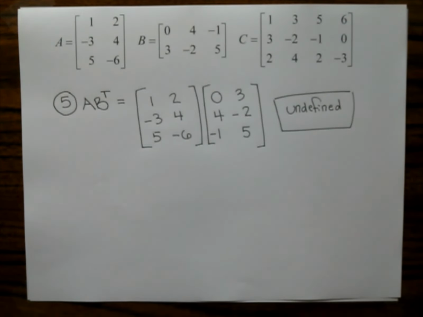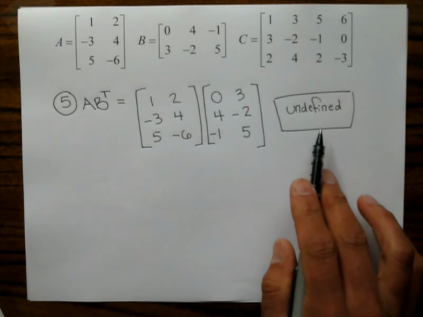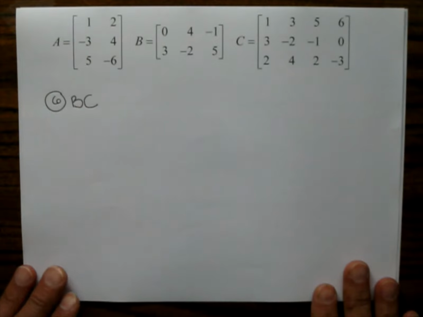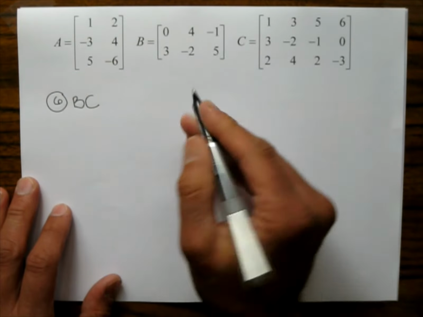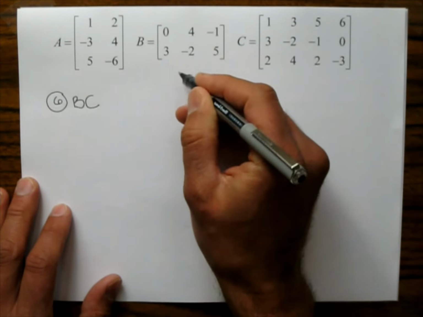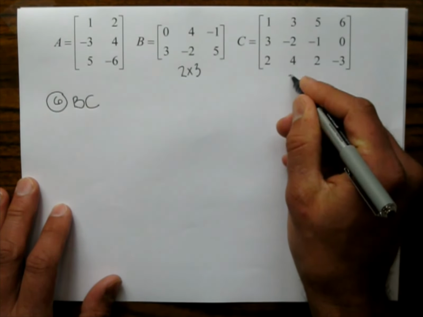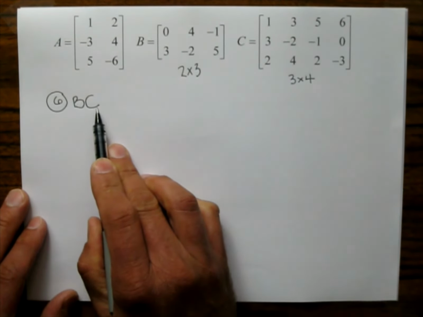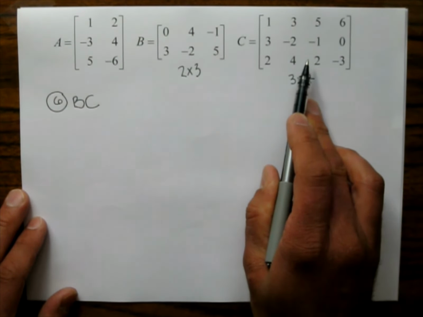So let's move on and do a matrix multiplication where we're multiplying two matrices where it actually works. And as we do this, we'll go over the definition. So here it goes. B times C. Look at this, B is a 2 by 3 matrix, and C is a 3 by 4. So we wouldn't be able to add B plus C, but somehow matrix multiplication is defined.